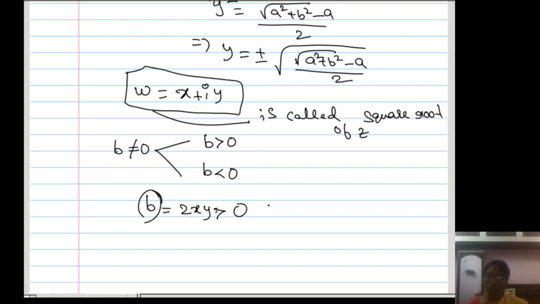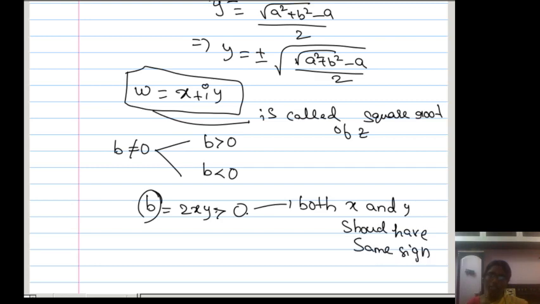When it is possible, both x and y should have the same sign. Means if x is positive, y is also positive. If x is negative, y is also negative. Then this 2xy becomes positive. Yes or no? Then b is positive.